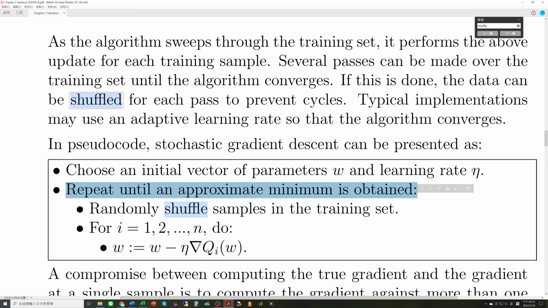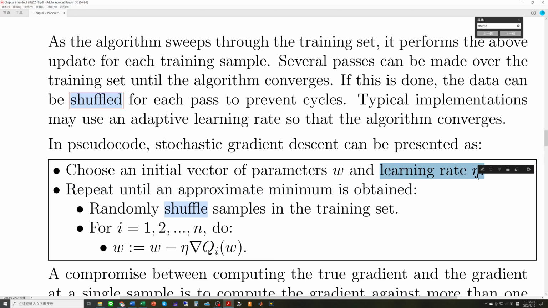You should note that the value of the learning rate is always greater than 0 and smaller than 1. In most cases, we usually choose a very small number as the learning rate, for example, 0.01 or 0.005, etc.